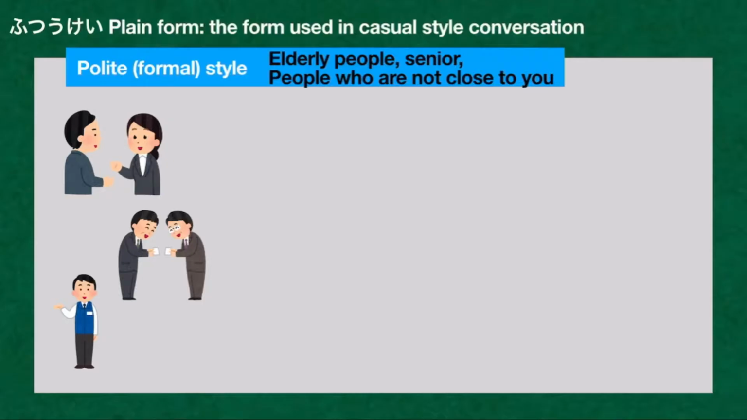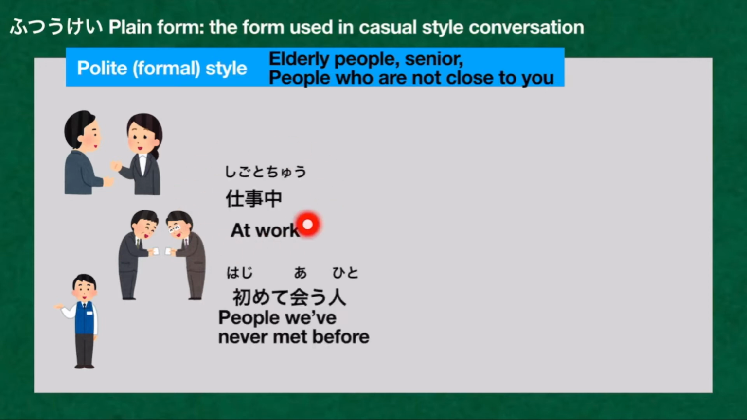First, introduction. Today's topic is 普通形. This is the form used in casual style conversation. Generally speaking, in Japanese conversation, first we have polite style, used to talk to elderly people, seniors, or people who are not close to you, for example 仕事中, at work, or 初めて会う人, people we haven't met before. So basically it is safe to use polite style.